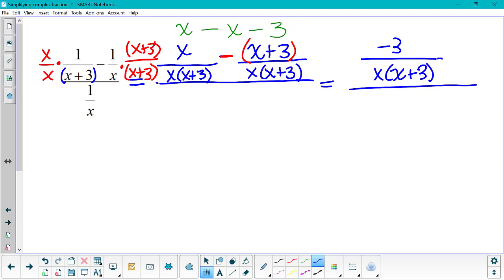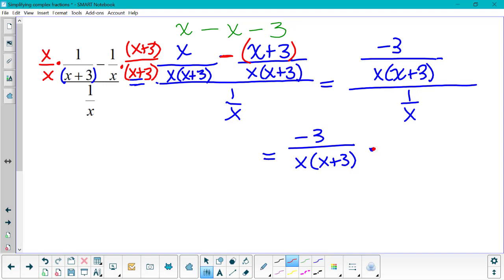All right, so then I'll just bring over my 1 over x, and now I have one single fraction in the top, one single fraction in the bottom. Take the top, multiply by the reciprocal of the denominator. Copy, dot, flip. You remember that. So the reciprocal of 1 over x is x over 1, or x.